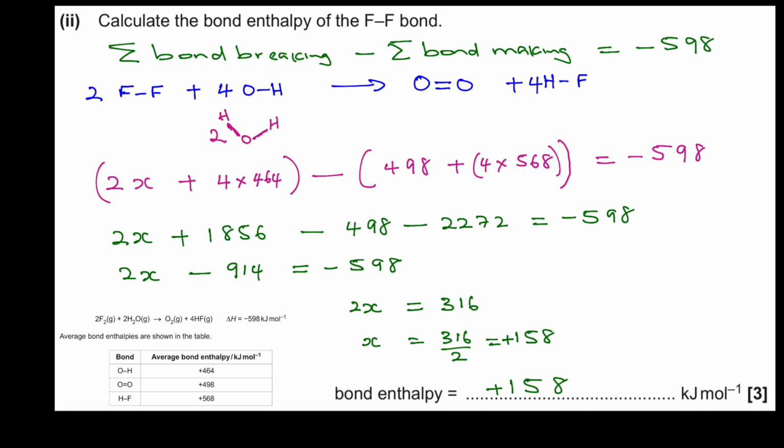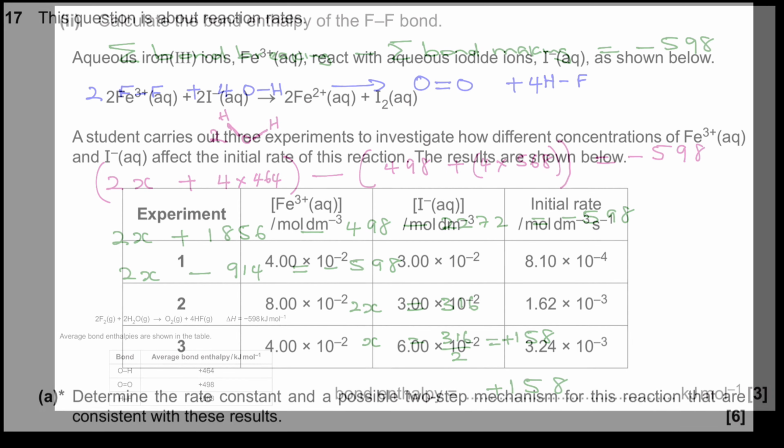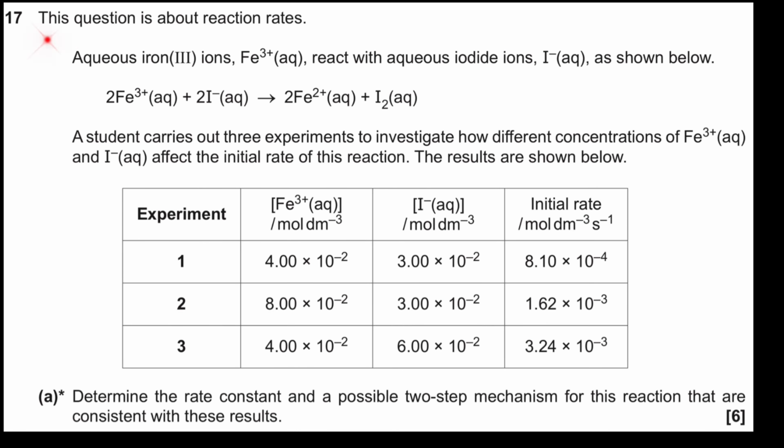This is going to be a plus, and you have to put a plus there to indicate that it's endothermic rather than exothermic, because if you don't put any plus, it might be assumed that you're not sure whether it's negative or positive. This is definitely positive. Obviously, it's bond breaking, so it should be positive because it's endothermic. Question 17. This question is about reaction rates.